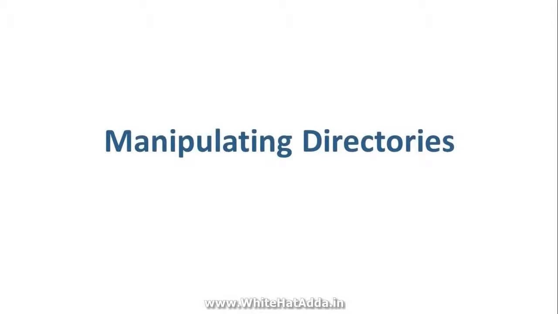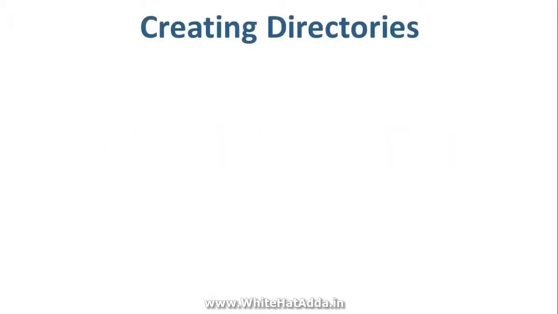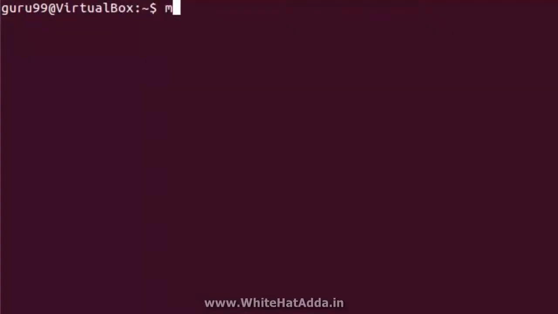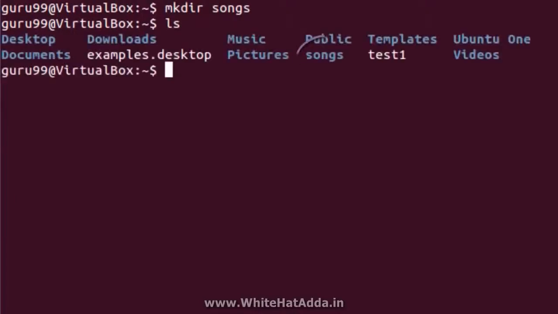Starting with creating directories, this command will create a subdirectory in your present working directory, which is usually your home directory. Let's see how it works on terminal. By typing the mkdir command with the directory name, we would be able to create a new directory. Here, we will create a new directory named songs. This is how we will create a new directory in the home directory.